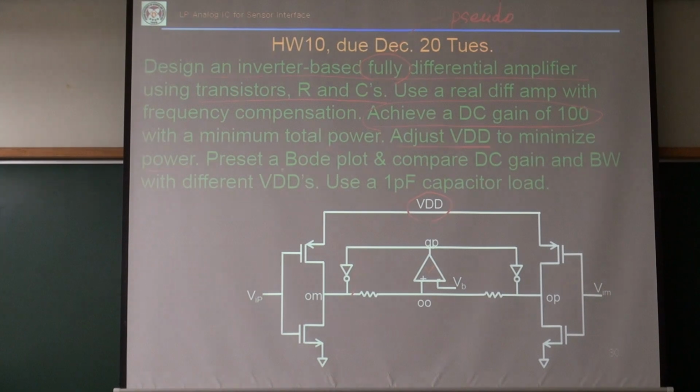And then you need to present the Bode plot, DC gain, and power with the different values of VDD. There is a load here, one pF load each. Question? No question? Okay.